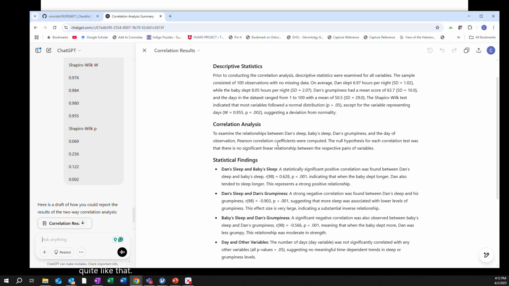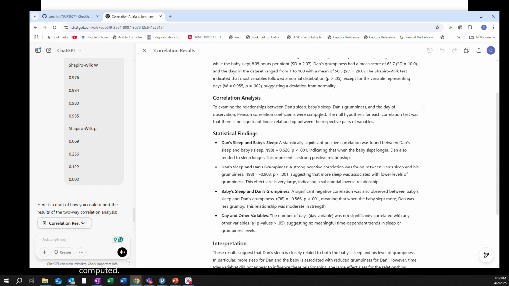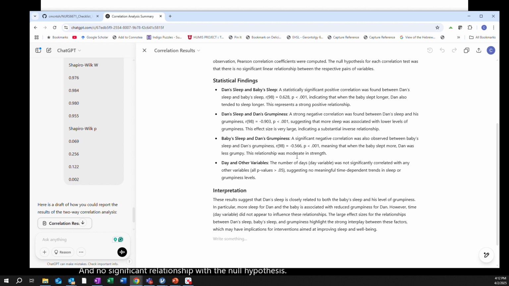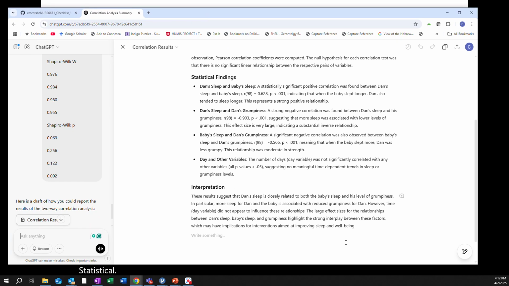Correlation. I like this description that, to look at these relationships, the Pearson correlations were computed. And no significant relationship with the null hypothesis. And then it goes through and gives us the statistical relationships. Let's double check that ChatGPT got it right.